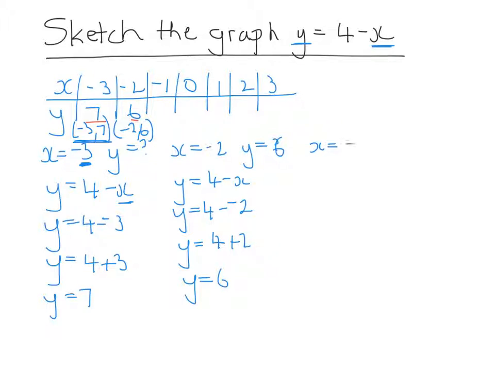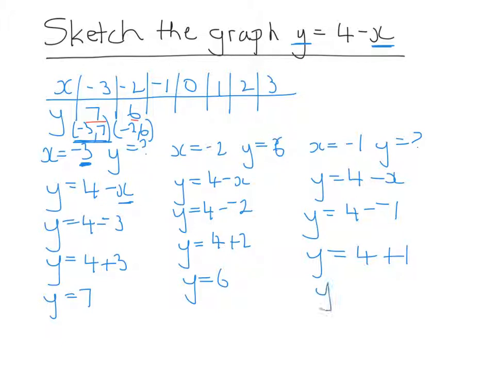Well, if x is equal to -1, what's y going to be equal to? Now if we put that back into our original expression here, 4 minus -1. So 4 take away -1 would actually be 4 plus 1, so y is equal to 5. That would mean -1, 5. Now what about if x was equal to 0? Well, this would be 4 minus 0, which would be 4.